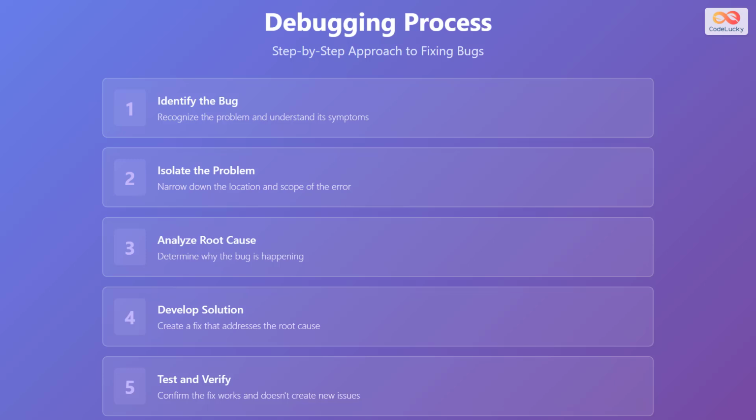The debugging process follows 5 key steps. Step 1 is to identify the bug by recognizing the problem and understanding its symptoms. Step 2 is to isolate the problem by narrowing down the location and scope of the error. Step 3 involves analyzing the root cause to determine why the bug is happening. Step 4 is to develop a solution that addresses the root cause. Step 5 is testing and verification to confirm the fix works and does not create new issues.